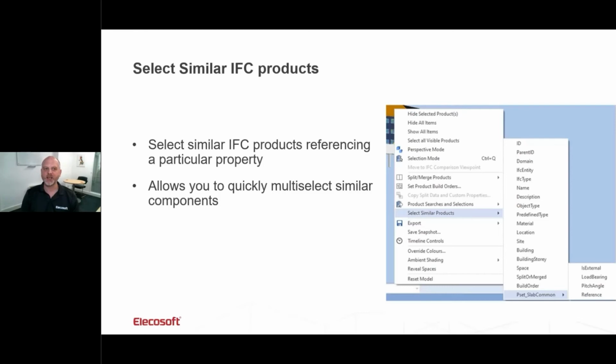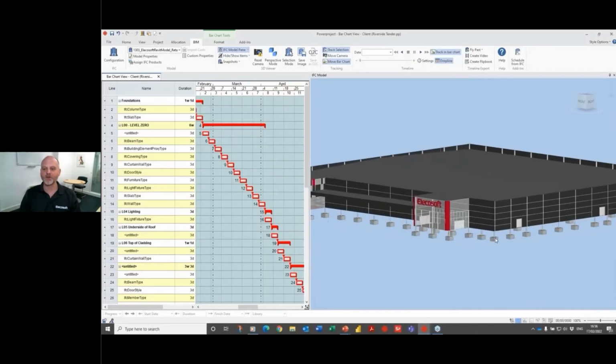A feature here called Select Similar IFC Products will help you to find other parts of the model that match the criteria you're looking at with maybe one particular element. So in a model, I might have 100 pile caps, and I found one of them. And if I right-click Select Similar Products, I can choose to find all of the other pile caps and then link those up seamlessly. So I'm going to do that in my retail outfit.